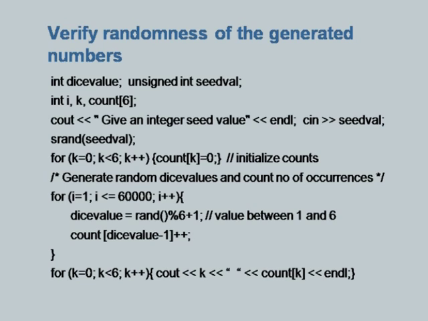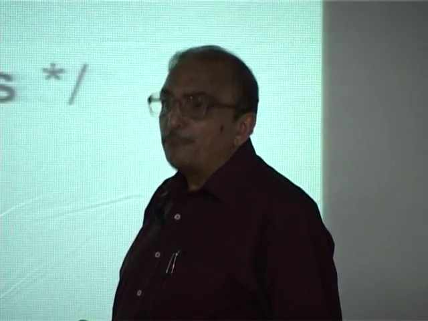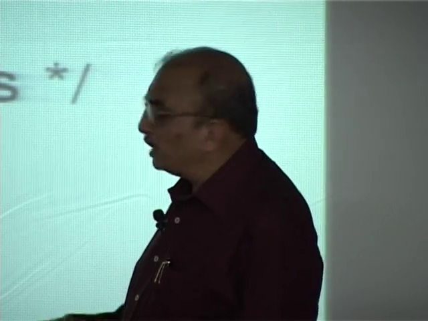Here is one possible simple way of doing that. I declare a dice value as an integer variable. I declare an unsigned int as a seed value for the seed. I declare i, k and count[6] because I want to determine how many times different digits appear when I throw a dice using this simulator.